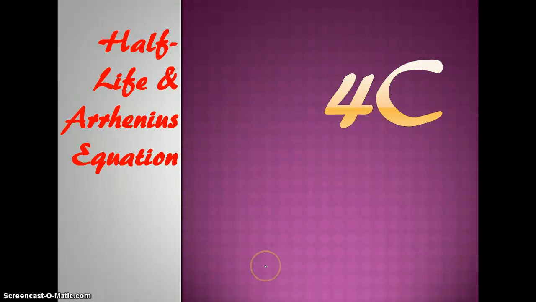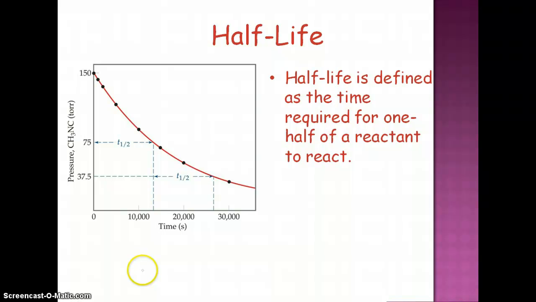In this podcast, we're going to talk about half-life, and this will be for C. First, let's talk about what half-life is defined as in kinetics. Basically, it's the time required for 1/2 of a reactant to react. So here you see we started with 150, and so the first half-life is going to be here, which is 75. So that's a little over, probably about 13,000 seconds.